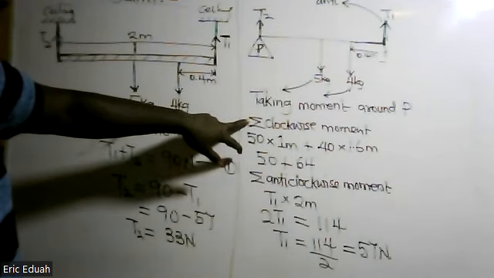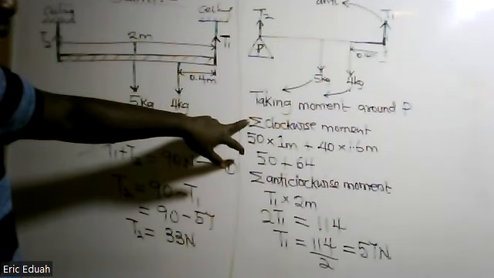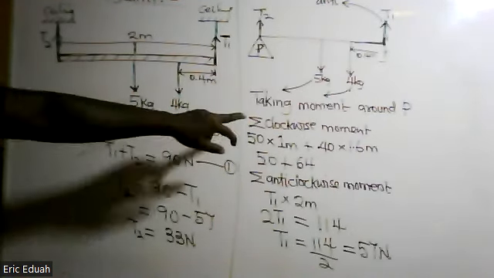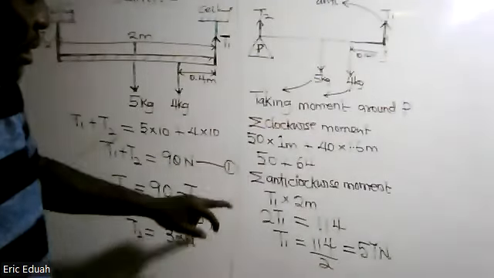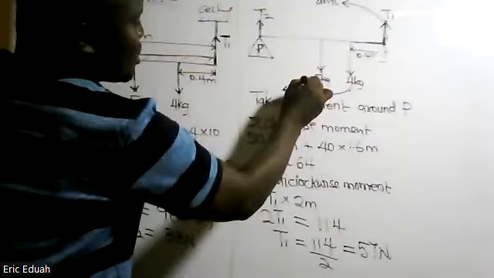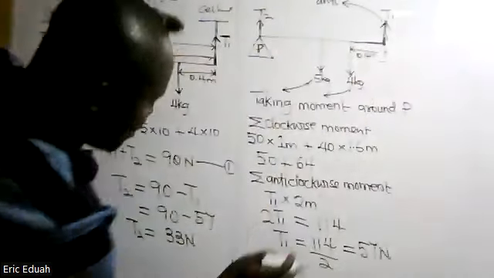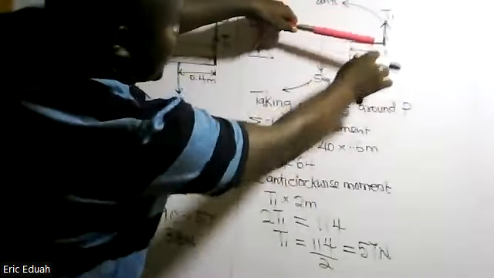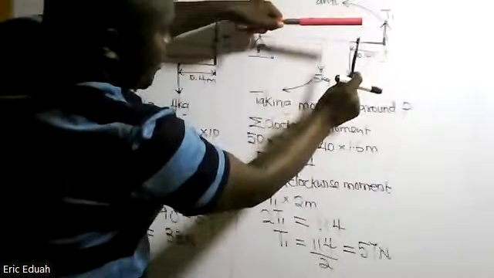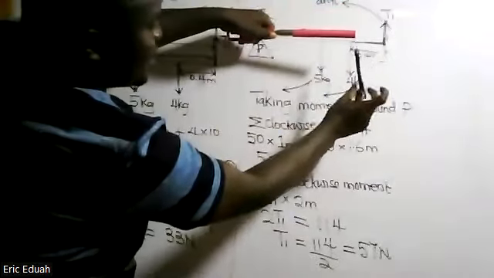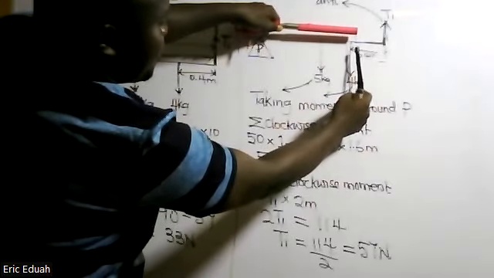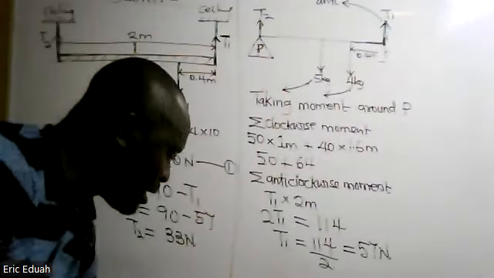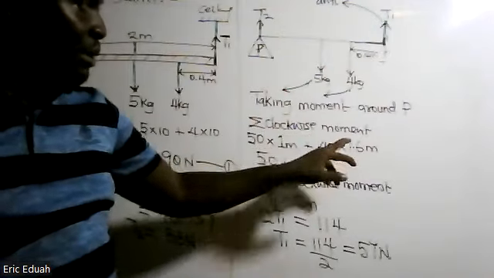So we looked at the sum of clockwise moments. We look at the sum of clockwise moments. Both forces will turn the bar in the direction of the force. The forces are pointing downwards. So if this represents the 40 Newton, it will turn clockwise, and this will also turn clockwise. So we are looking at the sum of clockwise moments.